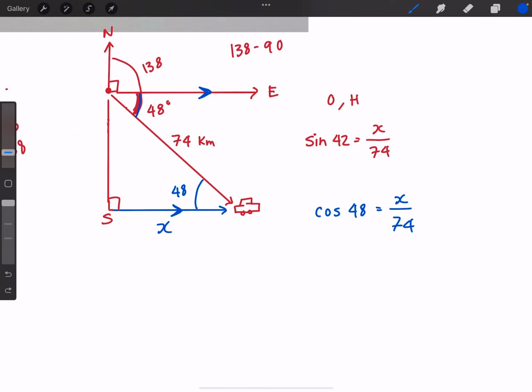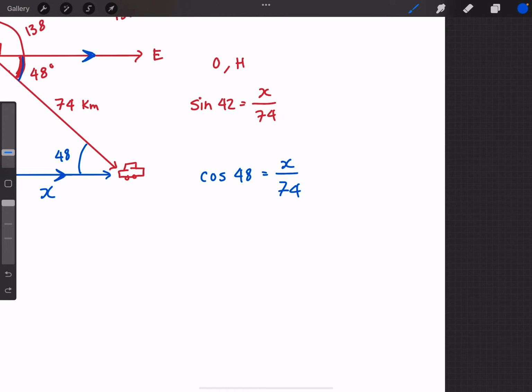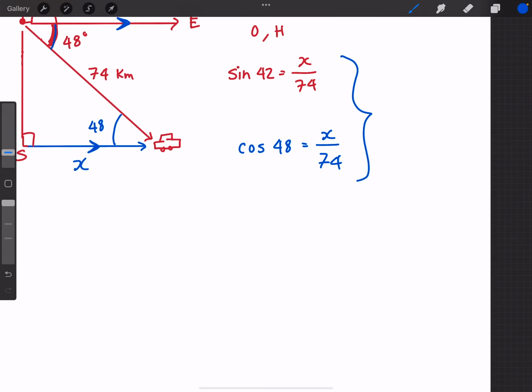So there's two ways to work this out, and they'll give you the same answer. Okay, so I'm going to choose one of them. You can choose any. I'm going to choose the bottom one here. So I'm going to say cos of 48 is equal to x over 74. So how do we find x?